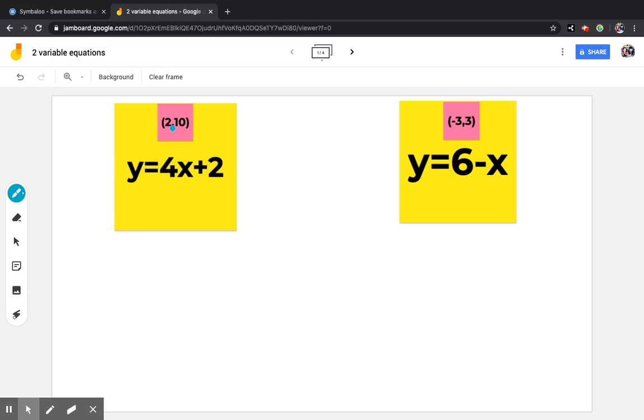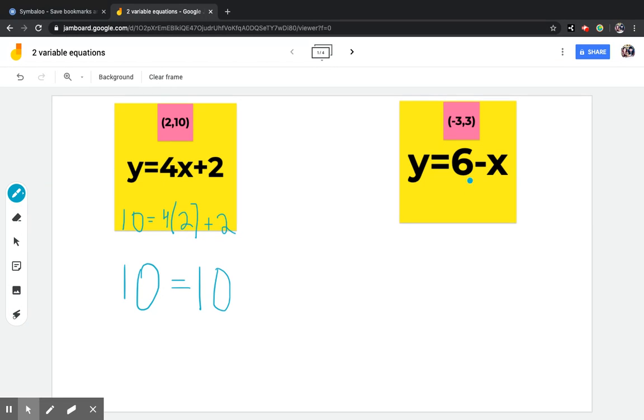So let's replace this x with a 2. So 4 times 2 plus 2. And this solution of this equation right here is supposed to equal 10 because y equals 10. So let's try it out. We have 4 times 2, which is 8, plus 2, which equals 10. So if I wrote this equation out, 10 equals 10, and that is a solution.